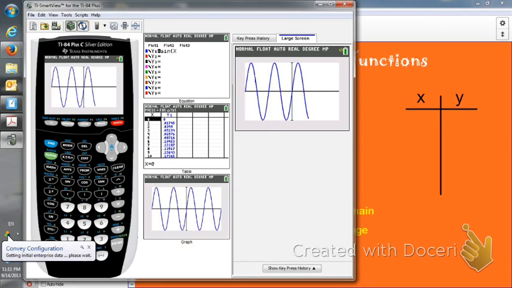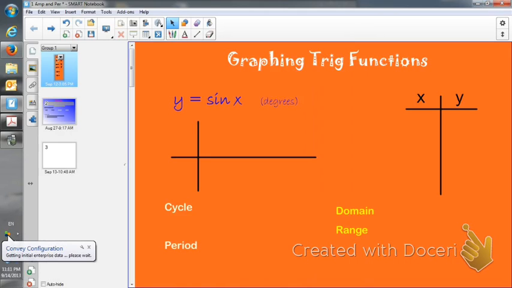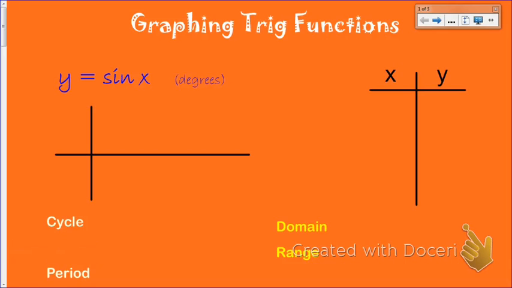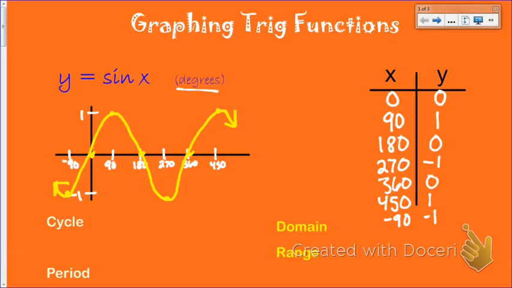So we're going to learn a few new vocab words with this. The first one is cycle. So the cycle on the graph is basically a section of that graph before it repeats itself. So let's look back at the picture I had. Okay, so the cycle would be from 0 until it repeats itself fully. So it starts to repeat itself fully at 360. So a cycle is a section of the graph before repeating.